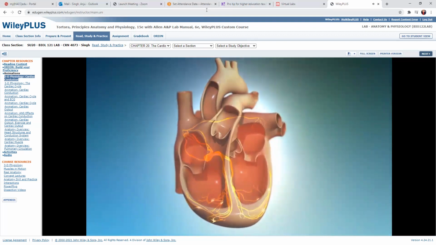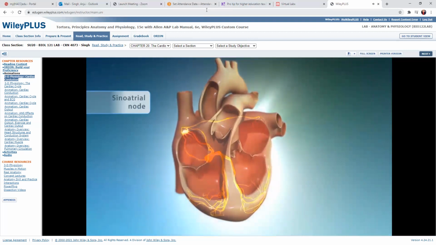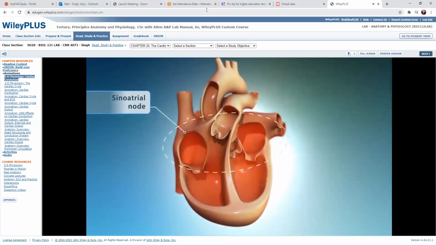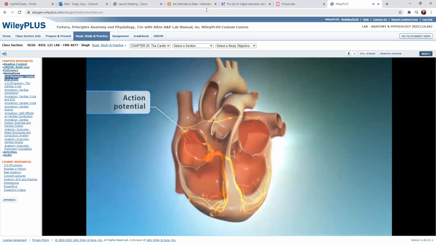The bundle that creates the action potential most rapidly is found in the right atrium and is known as the sinoatrial node, or SA node. The SA node not only stimulates the atrial muscle to contract, but also initiates an action potential in the ventricles.